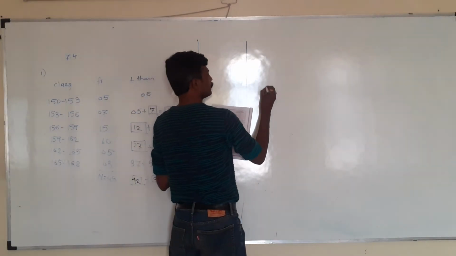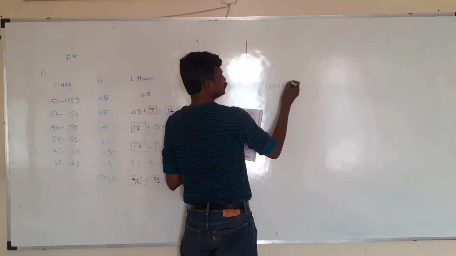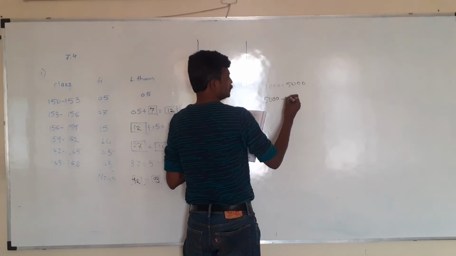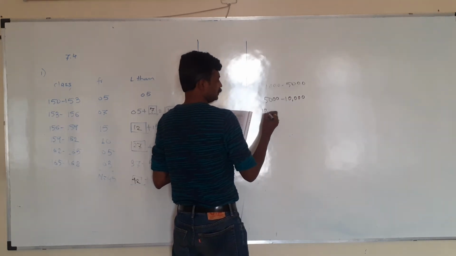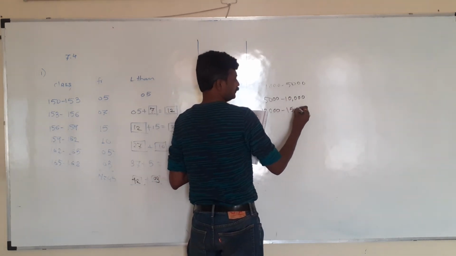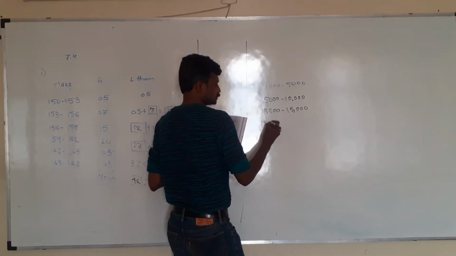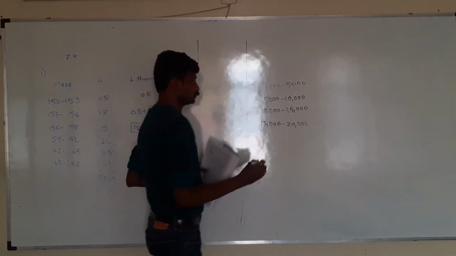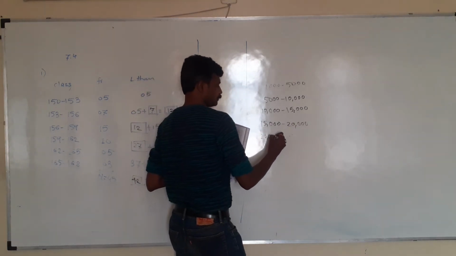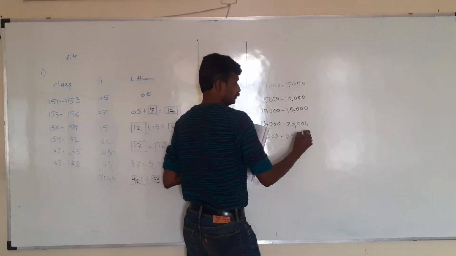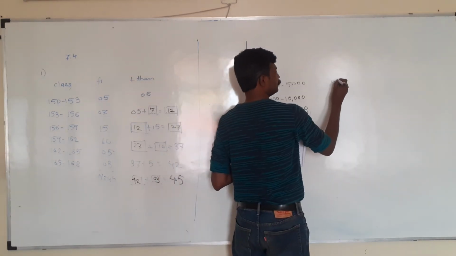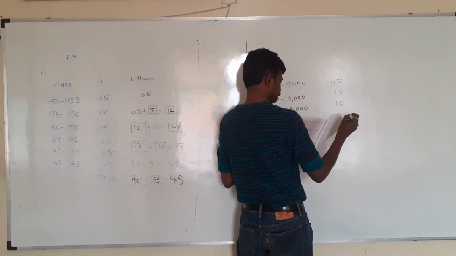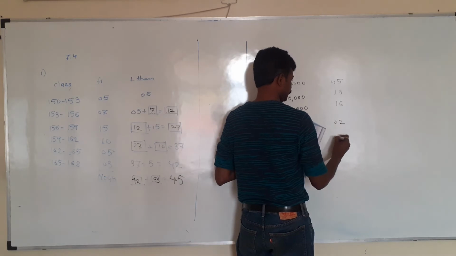Classes are given: 1000 to 5000, then 5000 to 10,000. Next will be 10,000 to 15,000. Next 15,000 to 20,000 and the last is 20,000 to 25,000. Okay, the frequencies are given: 45 for the first class, then 19, 19, then 16, then 2 and the last is 2.